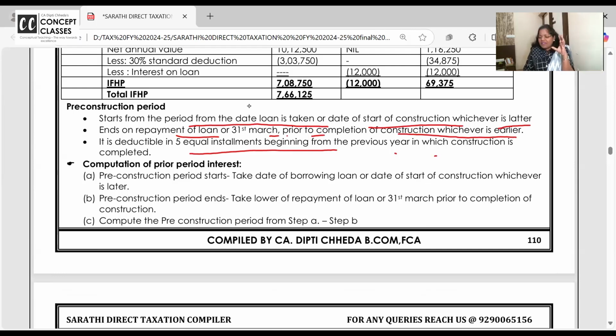Ma'am, I have deducted 8,000 for 3 years. This year I have not got any income. So can I deduct it next year? No, it's 5 continuous consecutive years.